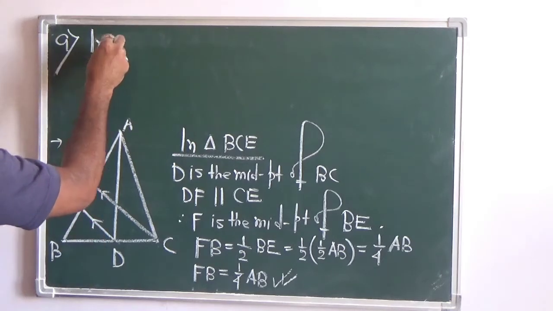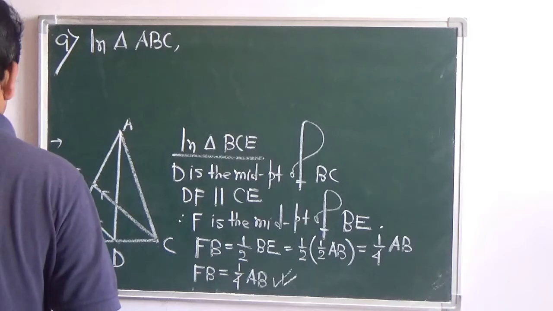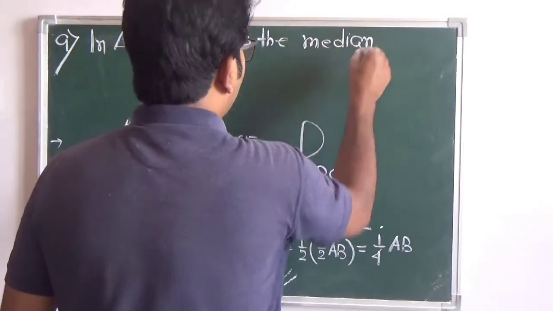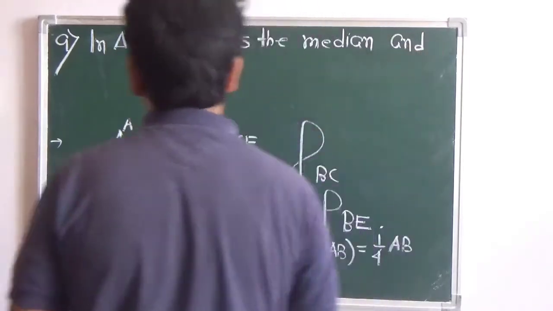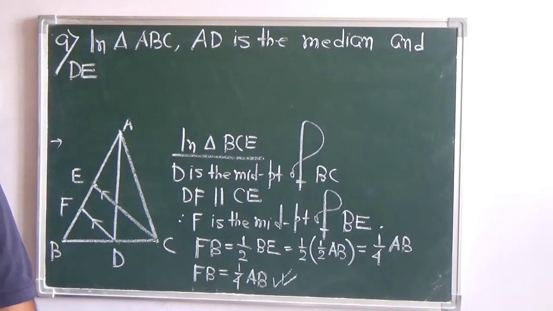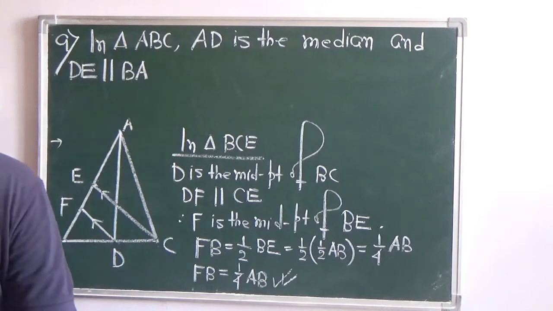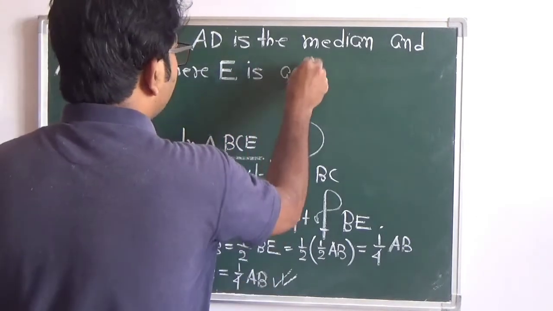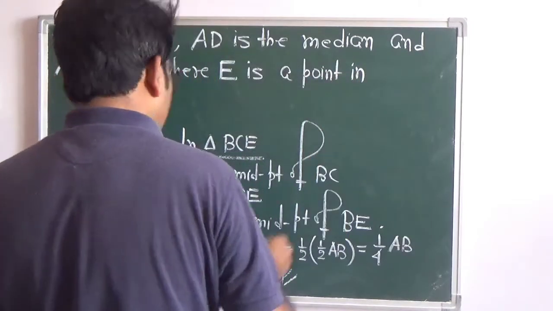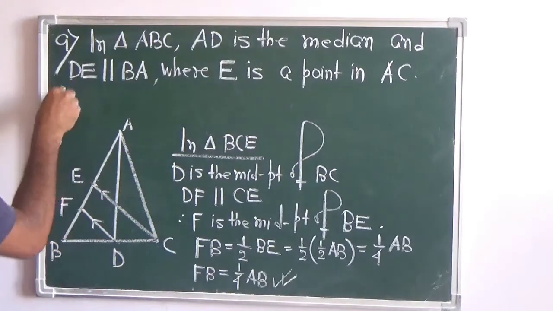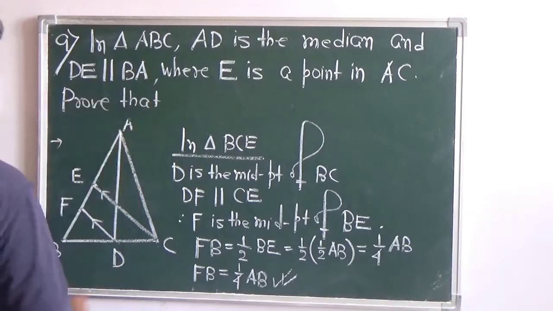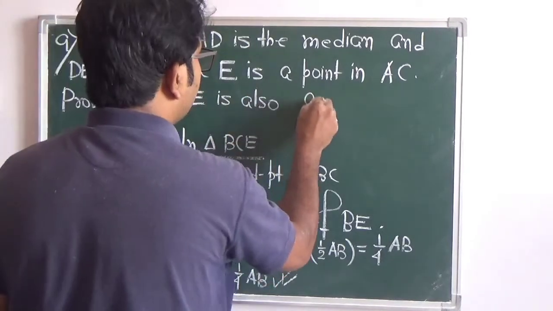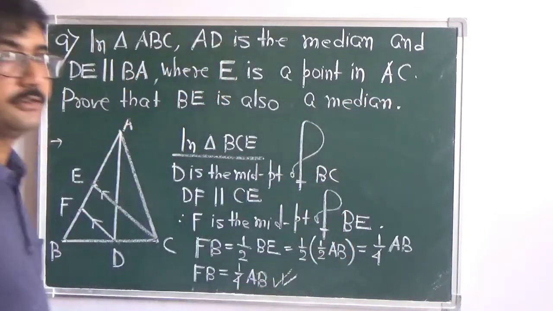In triangle ABC, AD is the median, and DE is parallel to BA, where E is a point in AC. Prove that BE is also a median.